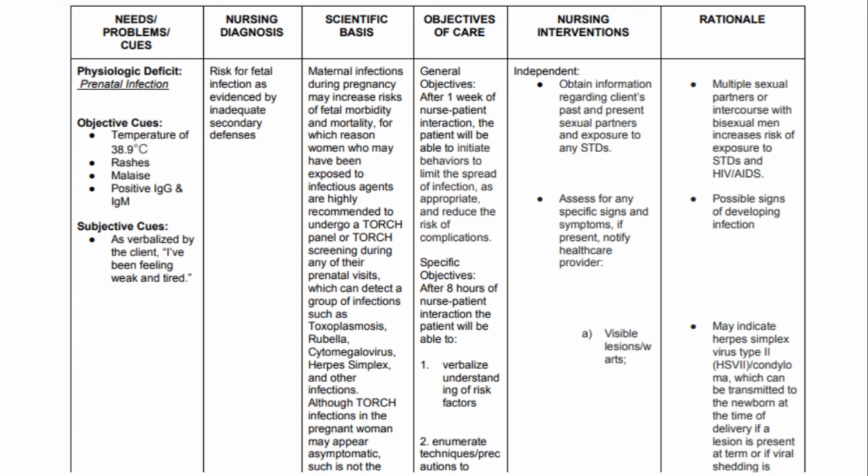Assess for any specific signs and symptoms if present and notify the healthcare provider. The rationale being that possible signs of developing infection may present with visible lesions or warts, which may indicate herpes simplex virus type 2 or HSV2, or condyloma, which can be transmitted to the newborn at the time of delivery if a lesion is present at term or if viral shedding is occurring.